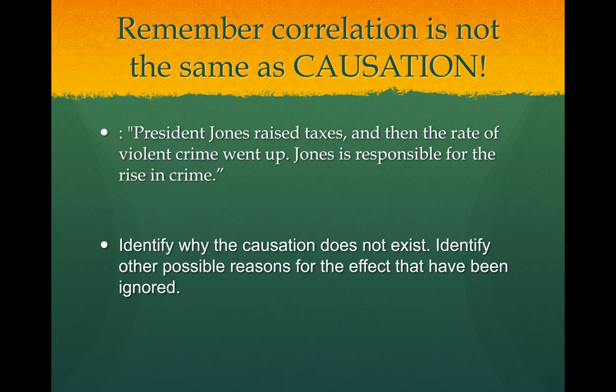President Jones raised taxes and then the rate of violent crime went up, so Jones is responsible for the rise in crime. No, that's not how it works. There needs to be proof that one led to the other. It's not enough to just say one happened and then the other thing happened next.